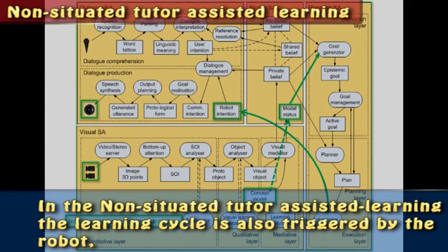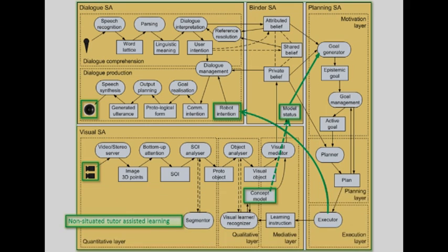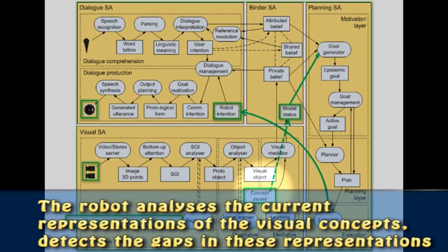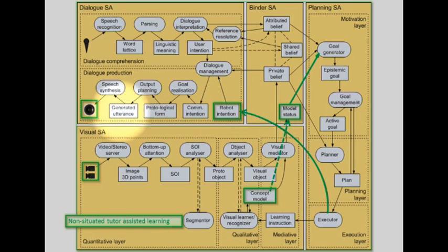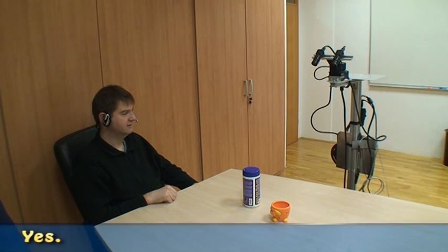In the non-situated tutor-assisted learning, the learning cycle is also triggered by the robot. However, here it does not refer to the objects in the scene. The robot analyzes the current representations of the visual concepts, detects the gaps in these representations, and asks the human to show an object that would help to fill these gaps. Could you show me a white object? Yes.